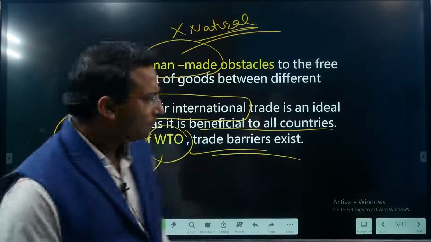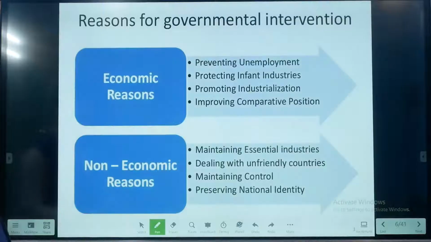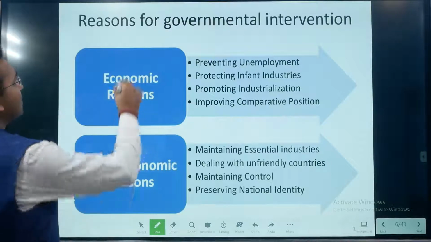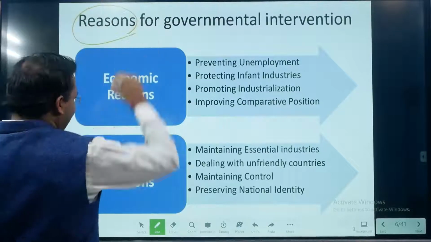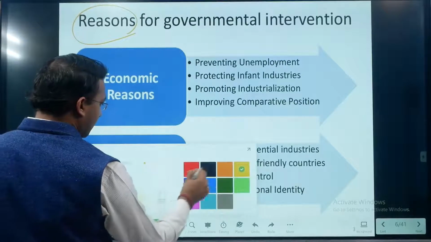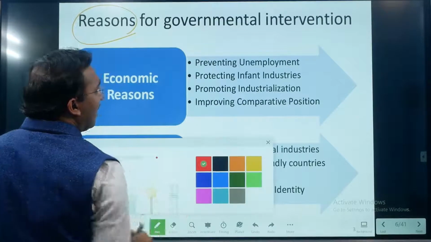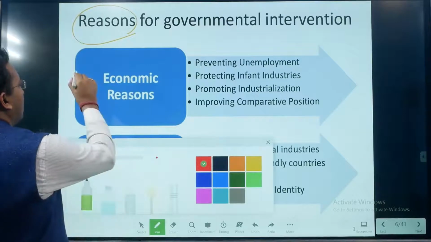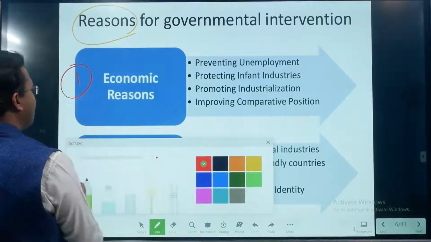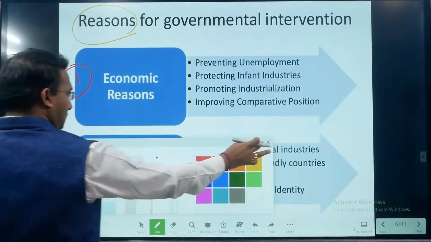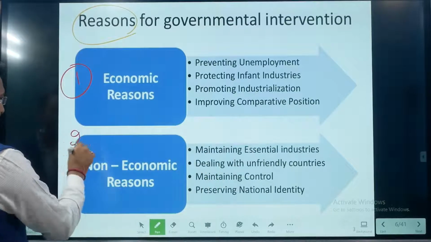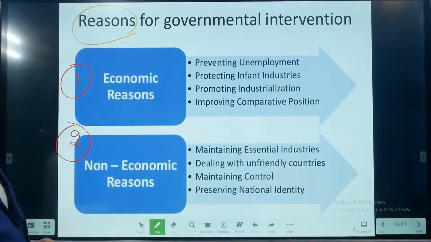Now, there are two kinds of trade barriers. So before discussing two kinds of trade barriers, let us see what are the reasons for the government intervention. Why are these trade barriers? So as I just discussed, there are two kinds of reasons. One is the economic reasons and another is the non-economic reasons.